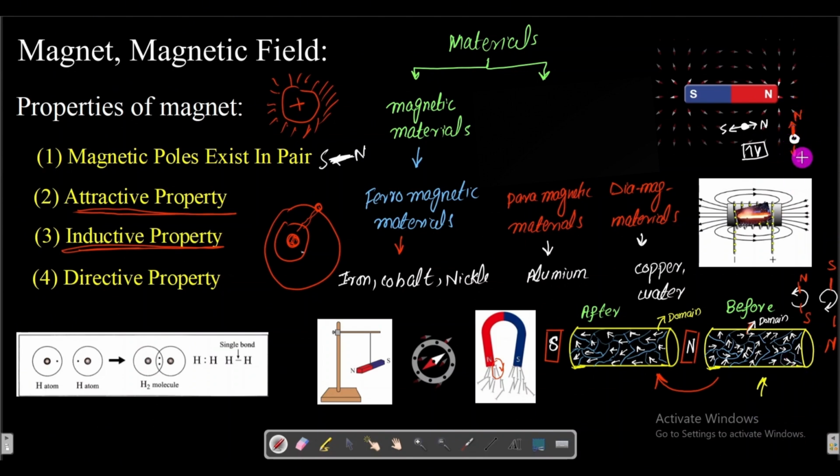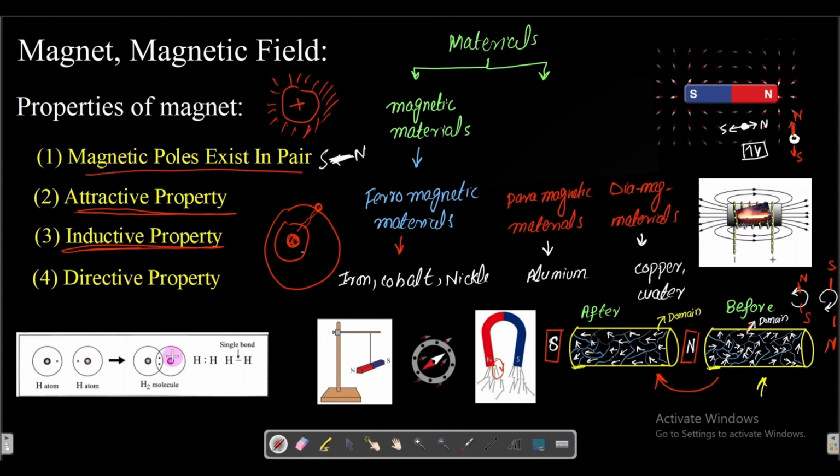So even at this basic level, the poles of the magnet are present in pairs. It means that in even the smallest portion of the magnet, there must be a north and a south pole. A north pole without a south pole will not exist. If there is a south pole, there must be a north pole, and if there is a north pole, there must be a south pole. So this was the brief introduction about the magnetic field lines and properties of a magnet.